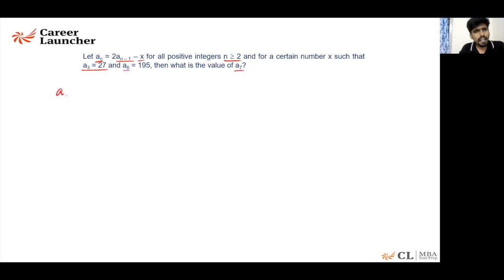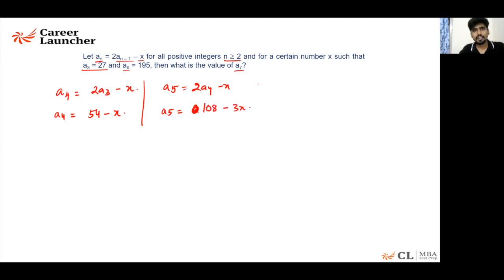So let us write a4. A4 should be equal to 2a3 minus x, right? So a4 should be equal to 2 times of 27, 54 minus x. Okay. What is a5? A5 should be equal to 2a4 minus x, which is equal to 2 times of 54, 108 minus 3x. All right.